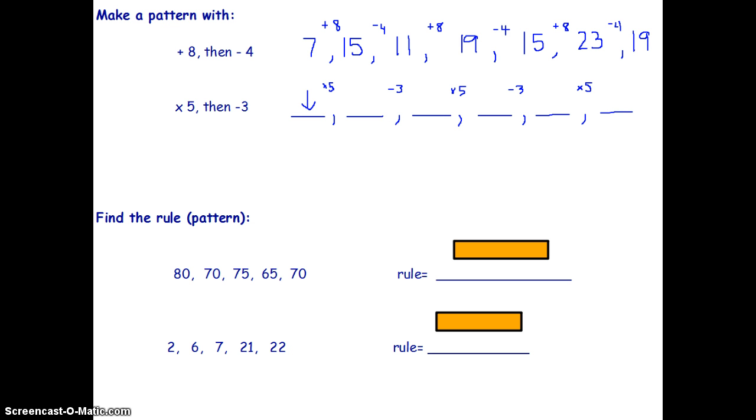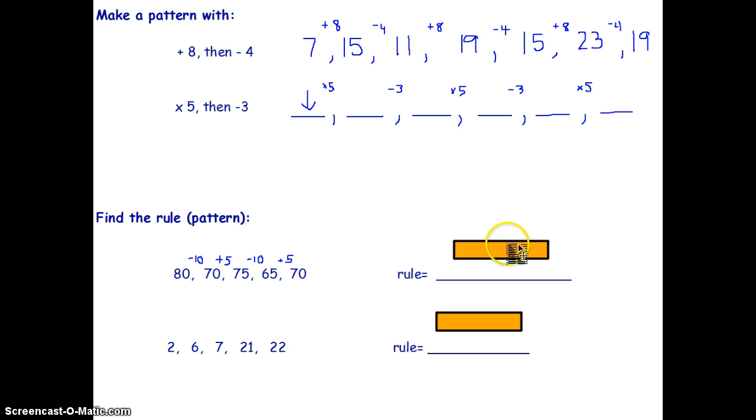Okay? Now let's look at 2 more practice problems. I have 80, then 70, then 75, 65, then 70. So I know to get from 80 to 70, that one's pretty easy. I'm subtracting 10. To get from 70 to 75, I'm adding 5. From 75 to 65, subtracting 10. From 65 to 70, again, now I'm adding 5. So the best way to describe this pattern would be what, guys?